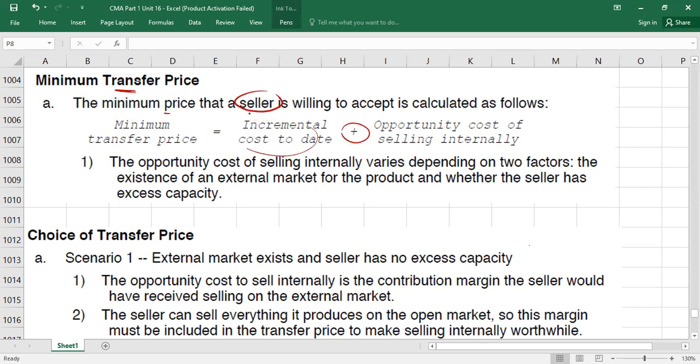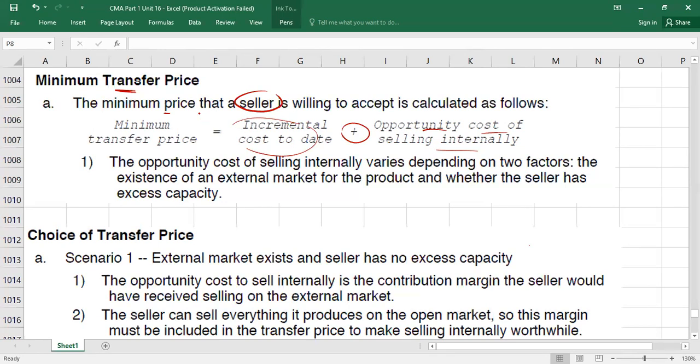Then what? We'll add this. So we have to take incremental cost to date, meaning variable cost, plus what? Opportunity cost of selling internally. What is the definition of opportunity cost? Like what revenue you will lose if you sell internally. What revenue or what profit you will lose. Obviously, we have 2 options. I can sell externally, I can sell internally. If I sell internally, what I will lose on external sale, that is for me the opportunity cost. Like profit foregone, for example, in simple words.